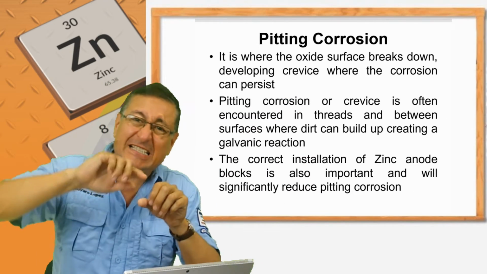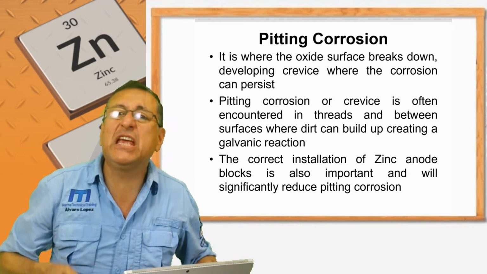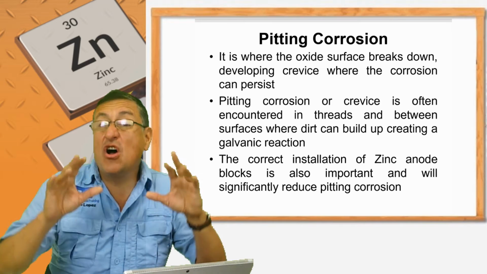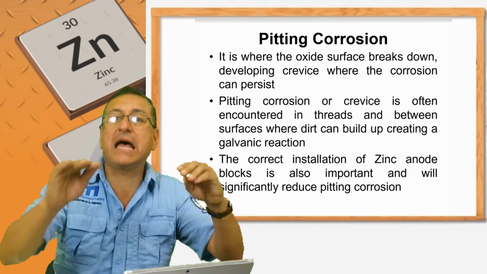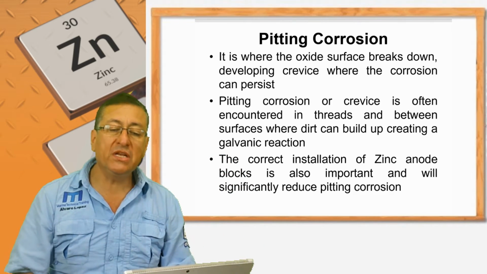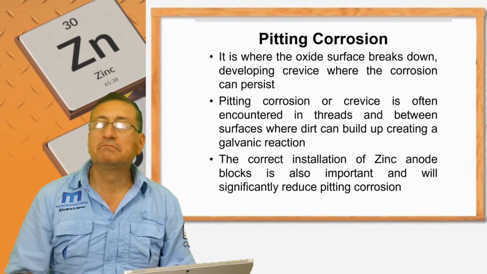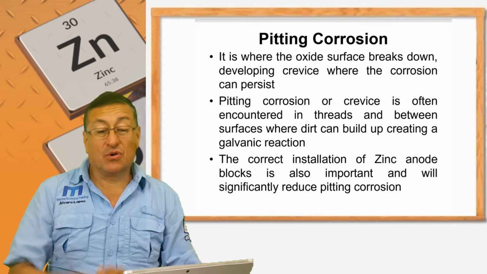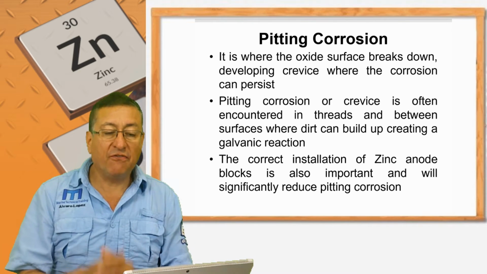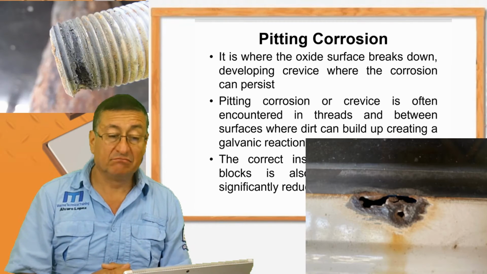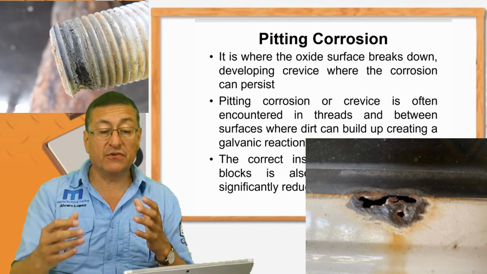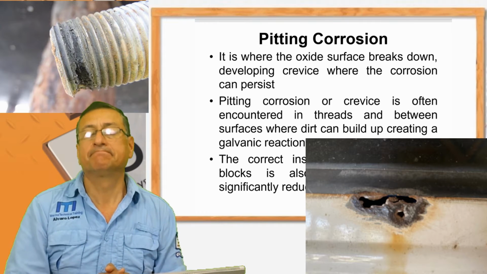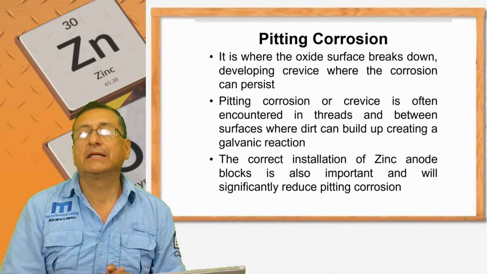Pitting corrosion is like a drill, it perforates. Pitting corrosion is where the oxidized surface breaks down, producing a crevice. Simple. Pitting corrosion or crevice corrosion is often in threads, in between surfaces with dirt and humidity. That's the enemy. That's the enemy.